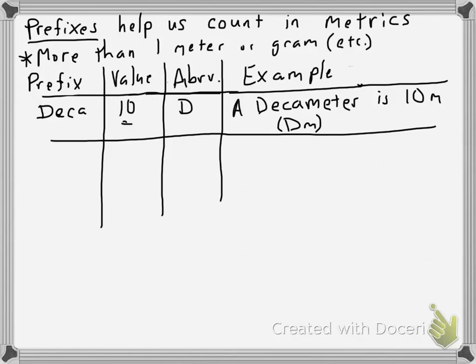Above that, we talk about something called the hecto, there it is, hecto, which has a value of 100 and is a capital H. If we had a hectogram, which would be H lowercase g, equals 100 grams.